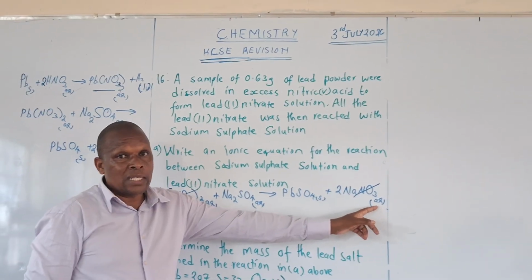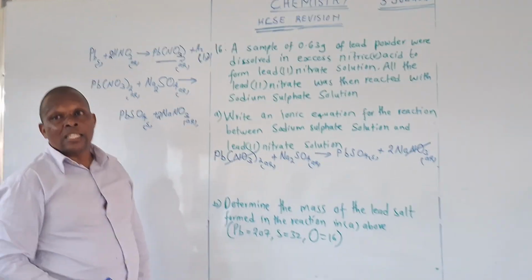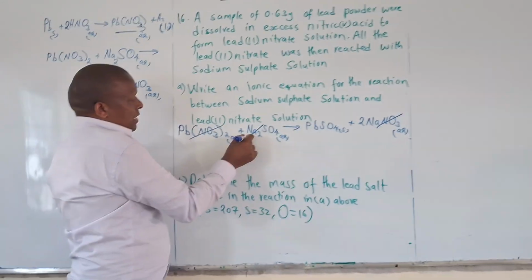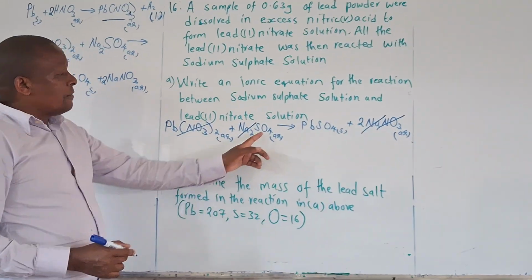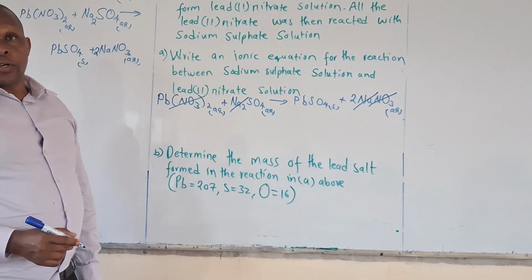Sodium is in aqueous state. So again, sodium is a spectator. We omit the spectator. We remove the spectator. So we remove sodium here and sodium here. Sulfate, aqueous. Sulfate, solid. So that one has undergone a change.